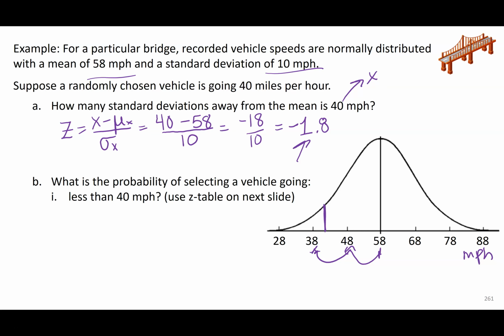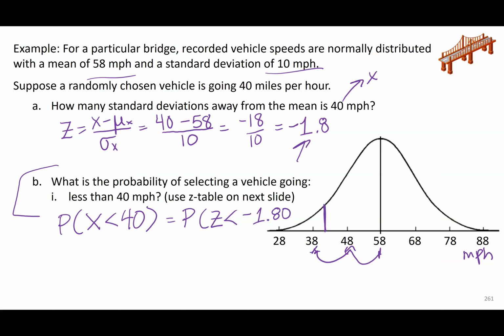Then I can ask this follow-up: what is the probability of selecting a vehicle going less than 40 miles per hour? What is the probability I randomly select a vehicle and it's going under 40 miles per hour? What's really cool is we calculated the z-score already. It's the same as the probability that z is less than negative 1.8. I'm going to throw in a 0 there, it'll make it easier. So we want this area here.